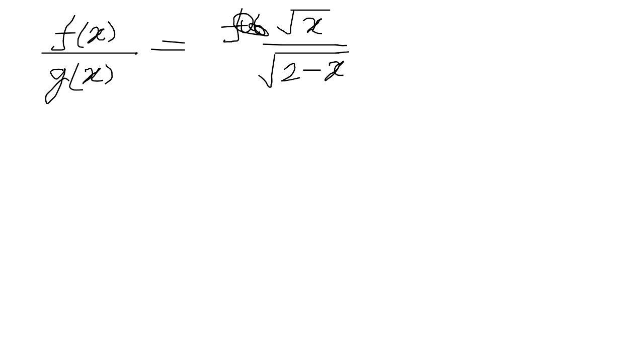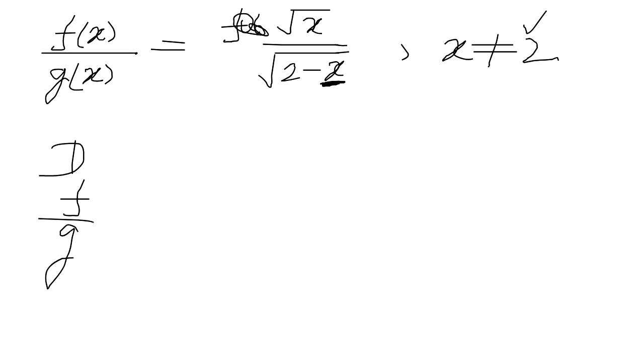See this. If you see here, the denominator must not be zero. If x equals 2, then what will happen? Fx over Gx is the square root of x over the square root of 2 minus x. If x equals 2, then 2 minus 2 is 0, so the denominator is 0. So here x cannot be 2.